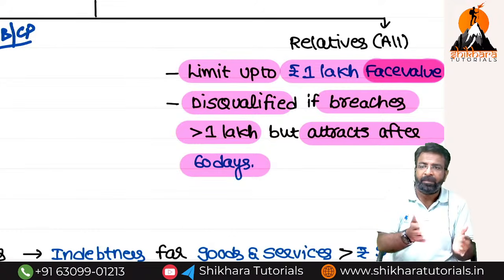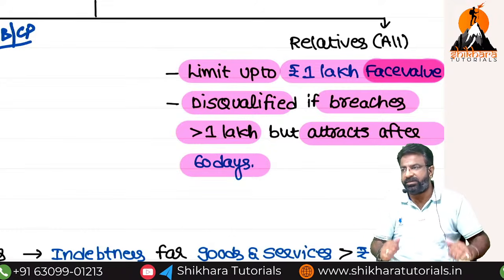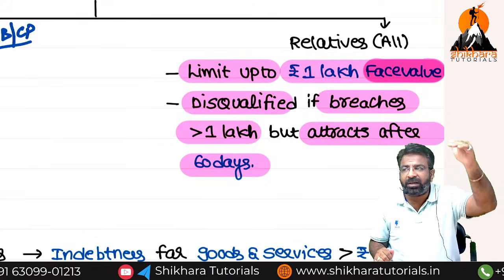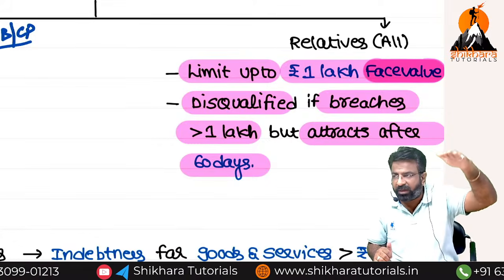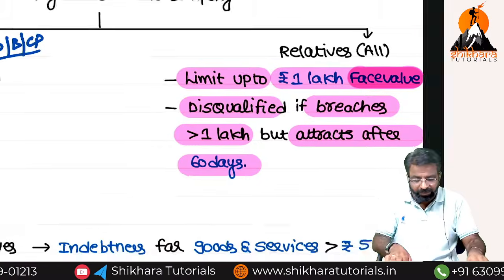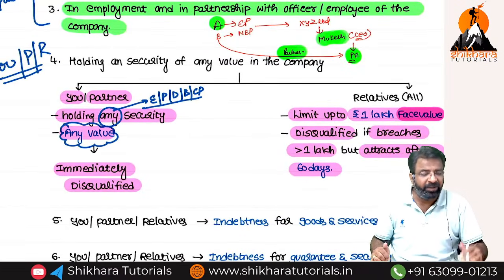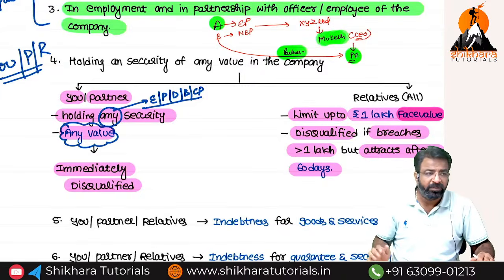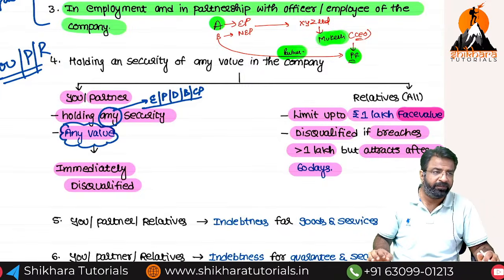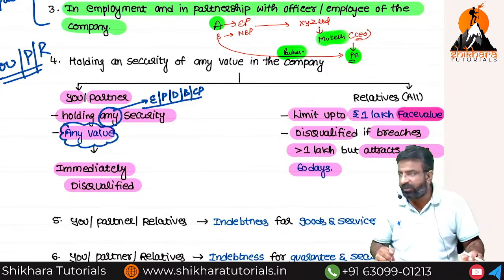Why is the lawmaker giving us 60 days? To correct that level of more than 1 lakh, to bring it down to 1 lakh. So in me and my partner's case, what is the disqualification? Immediately. But in relatives' case, after how many days? 60 days.